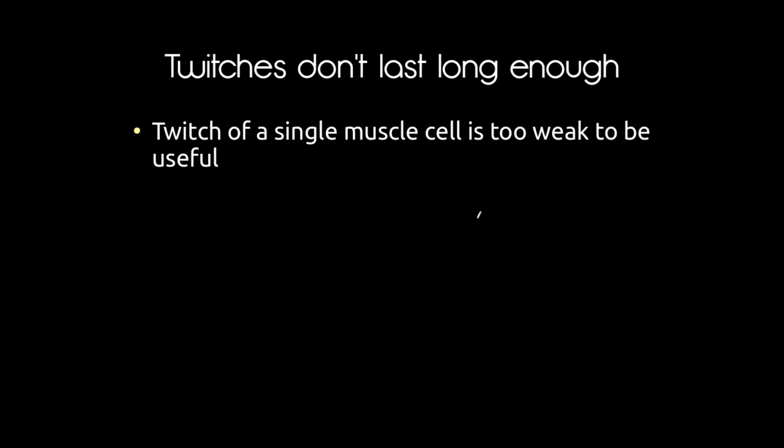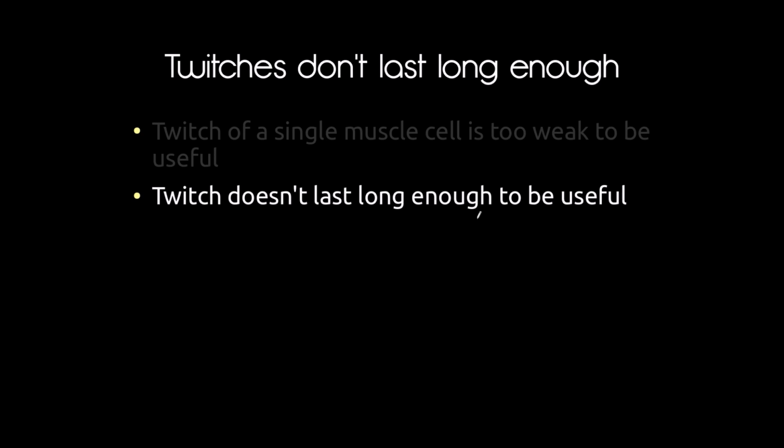So the other thing that we need to complain about twitches for is, even though they take a really long time and they're slow, in other ways, they don't really last long enough. So the twitch of a single muscle cell is really too weak to be useful. It doesn't produce enough force to really do anything that is really important for the action of an organism. Any multicellular organism, anyways, it's just really not enough force. And a single twitch doesn't really last long enough to be useful either. So, in the end, the single twitch doesn't really get you much of anything.